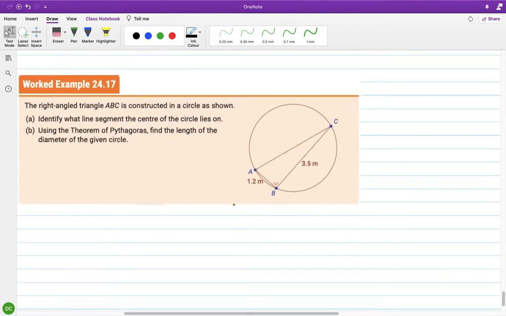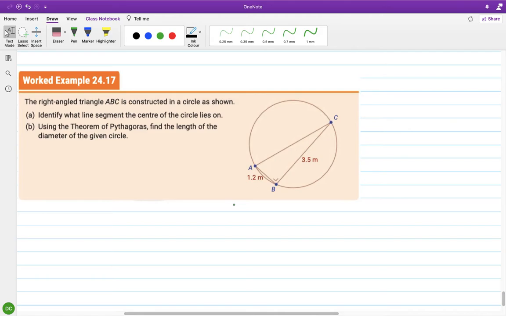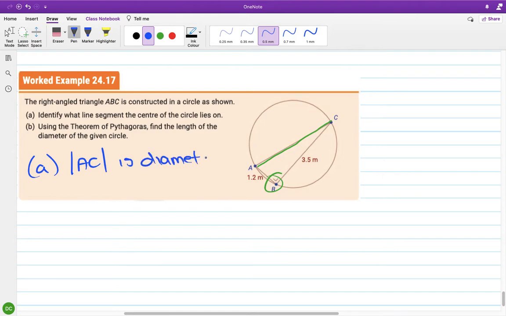Okay, so the next one then, there's a right angle triangle, ABC, constructed in a circle as shown. Identify what line segment the center of the circle lies on. Again, this is 90 up here. That means the base of that triangle must be a diameter. So AC is the diameter, and we know that because of where the 90-degree angle is.